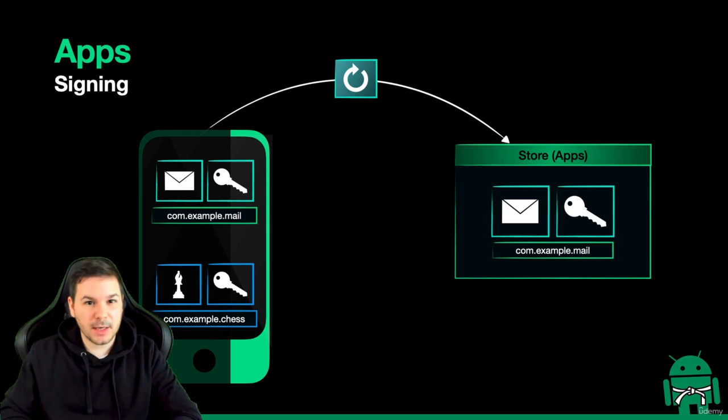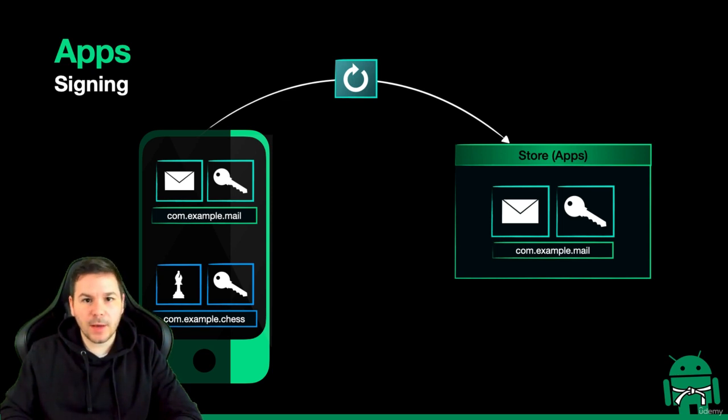Well, this seems to be a pretty easy question, right? Because we have this package name, and this package name is a unique identifier for this application. Yeah, that's true, but the package name is only a unique identifier for this application on this device, not for the Google Play Store. So how can we make sure that both applications are really from the same developer? Because I can simply open up Android Studio and create my own package name with comexample.mail. And this would be pretty ridiculous if this application now fetches updates from a different developer based on this package name. And this is the problem that signing solves.